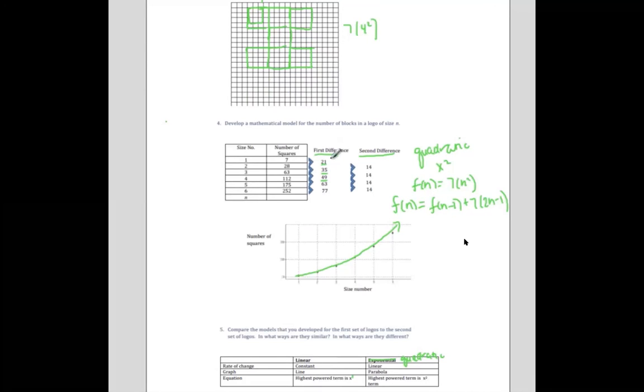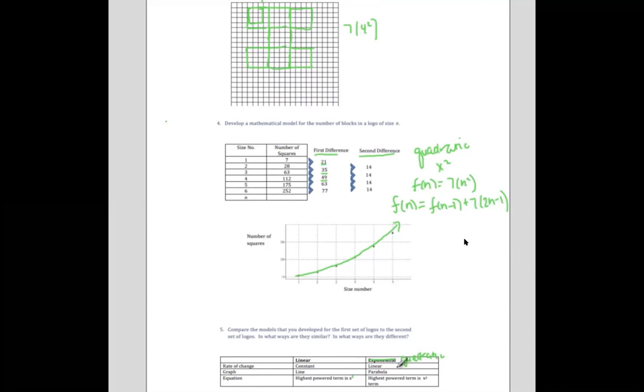If it was constant, it would be the same each time. The rate of change was linear, which means the differences of each of the rate of changes was the same. So these are linear. The first differences are linear. The graph, instead of making a straight line, it's a parabola, and the highest power term is x squared.